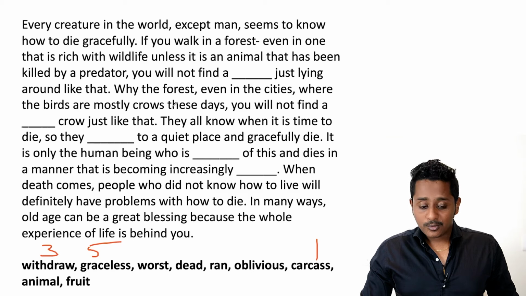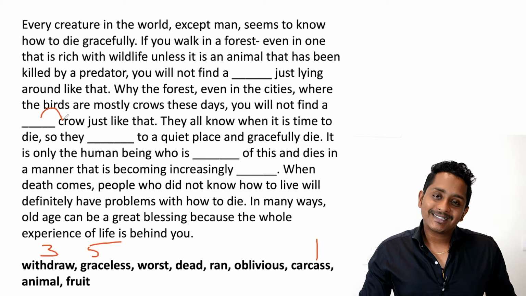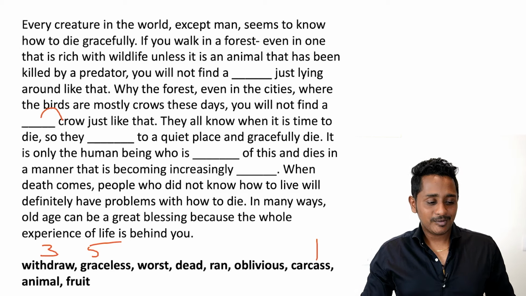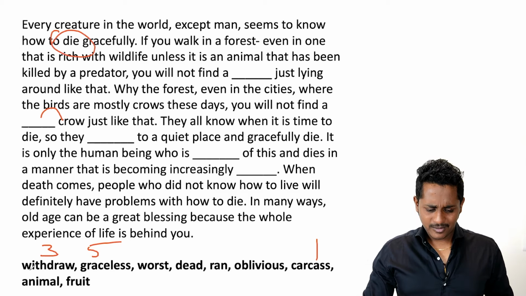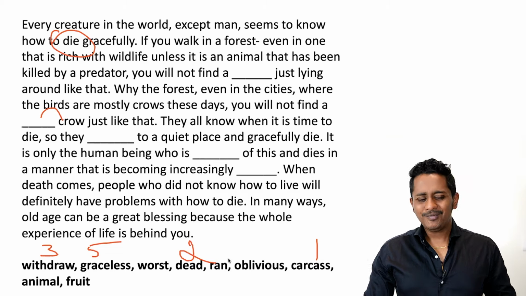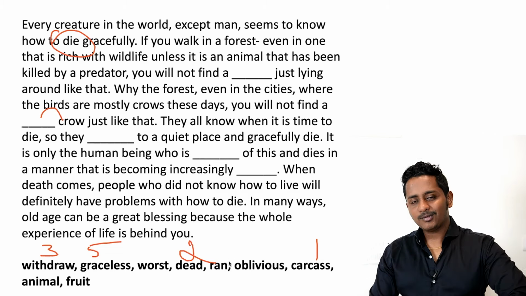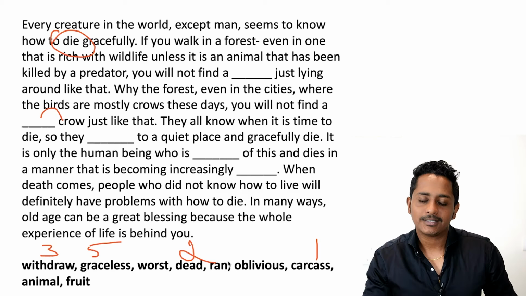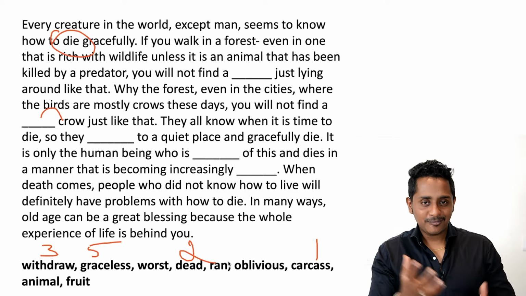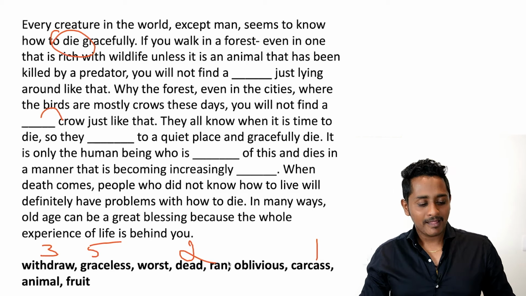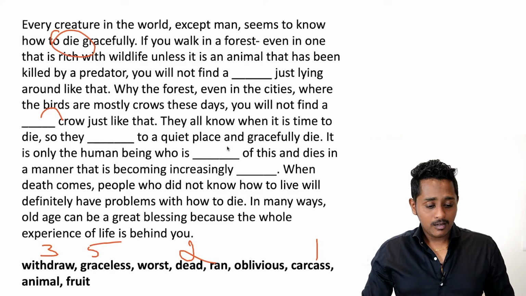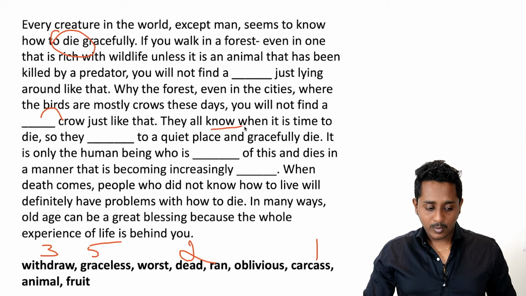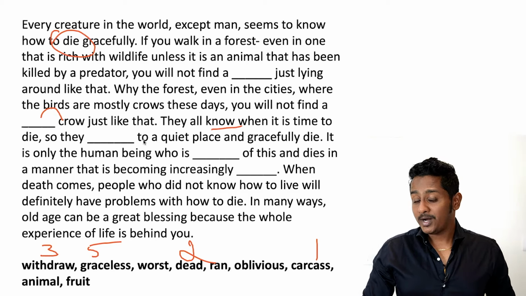Where the birds are mostly crows, you will not find a dead crow just like that. Not oblivious crow, not graceless crow, not worst crow. They're talking about death. You'll not find a dead crow just like that. So when we leave it empty and come from the bottom to top, we will have enough knowledge, so it becomes a little easier, a little more convenient and comfortable for you to actually choose the correct answer. Now, who is dash of? So now get the context. They all know when it is time to die, they withdraw to a quiet place.